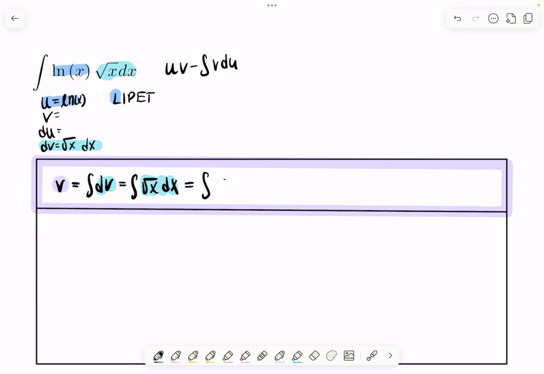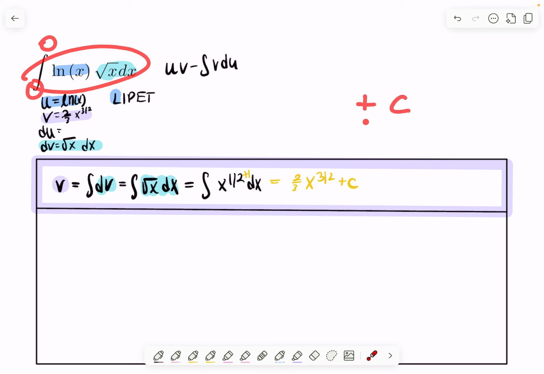We know we can rewrite that as x to the 1/2 dx and then use power rule. So plus 1, that's 3/2. So now we have x to the 3/2, and then we divide by 3/2, or because it's a fraction, we can just multiply by the reciprocal, and then plus c, because there's no bounds. So v is equal to 2/3 x to the 3/2, and we don't care about the plus c's throughout the process because at the end of the day, if our integral is indefinite, meaning no bounds, our answer is just going to have 1 plus c.